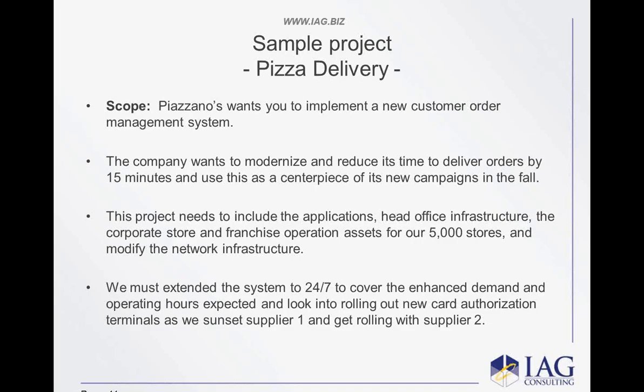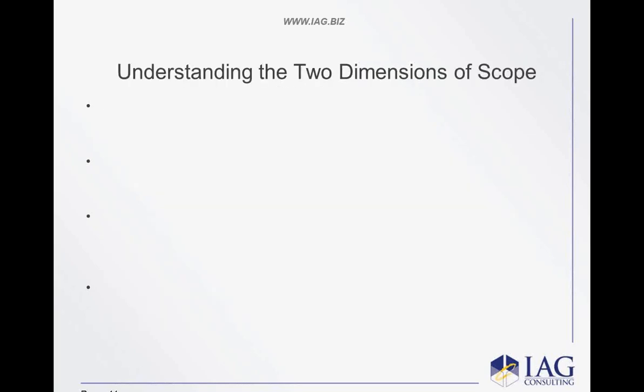What do we do? Well, Paisanos wants you to implement a new customer order management system. The first thing you've got to do is say, well, what is a customer order management system? What is that thing? Talk to me about this. We need to figure out what that is, right? Because as soon as you know that, you start to understand the dimensions of this thing. You start to understand the scope of it, at least from an analyst's perspective, and you begin to unravel that thing.